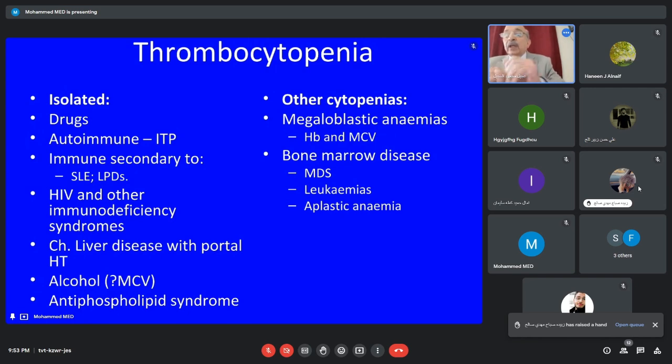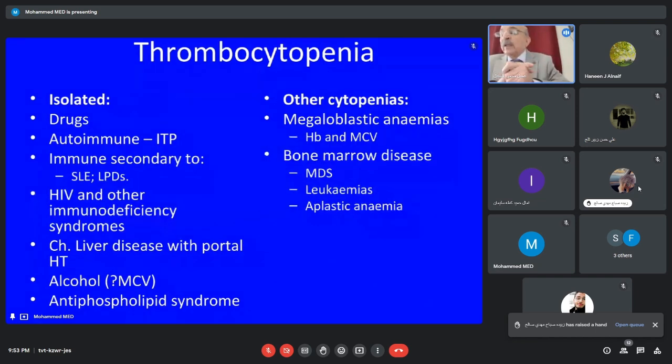I have seen cases of ITP present as immune thrombocytopenia, and years later, other manifestations of SLE, systemic lupus erythematosus, will develop. So the diagnosis was from the first place low platelets due to SLE.